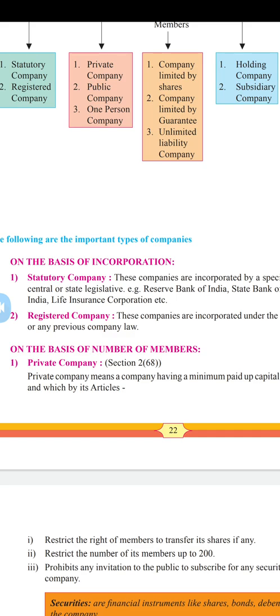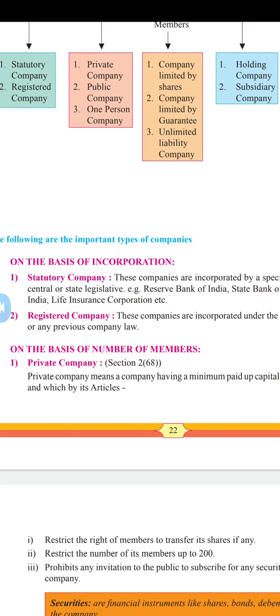That means the private company is again divided into three parts: company limited by shares, company limited by guarantee, and unlimited company. These are also the types of private company. And a private company must add the words private limited at the end of its name. Then the second type is public company.